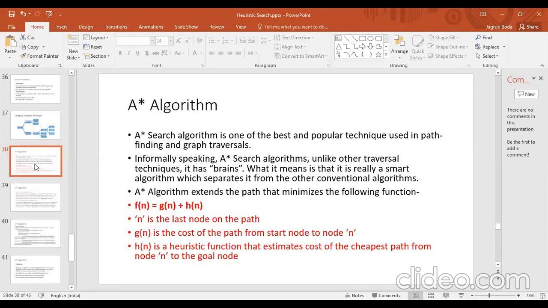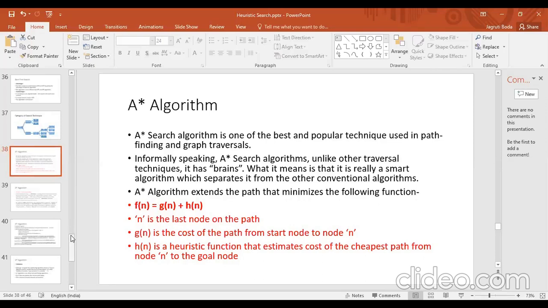Here one new term is added, that is g of n. Already we saw h of n is the heuristic function value, right? And here the new term is g of n. So what is g of n and h of n? We will see with one example so you have a clearer idea, okay? Now, what is n? n is the last node on the path, so the goal state is n, okay? g of n is the cost of the path from the start node to the node n, and h of n is the heuristic function that estimates the cost of the cheapest path from the node n to the goal node. Okay.